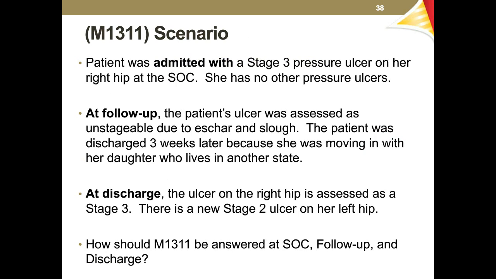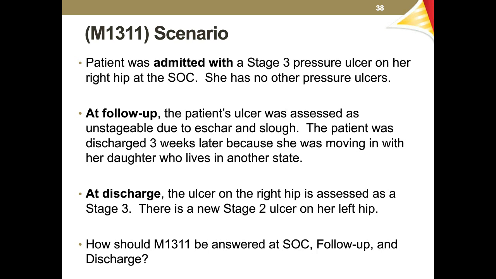In this example, a patient was admitted with a stage 3 pressure ulcer on her right hip at the start of care. She had no other pressure ulcer. At follow-up, which would probably be a recert or some other reason we did another OASIS, the patient's ulcer was assessed as unstageable due to eschar and slough. The patient was then discharged 3 weeks later because her daughter came from out of town and decided to move the patient back with her, and she lives in another state, so we're discharging the patient.